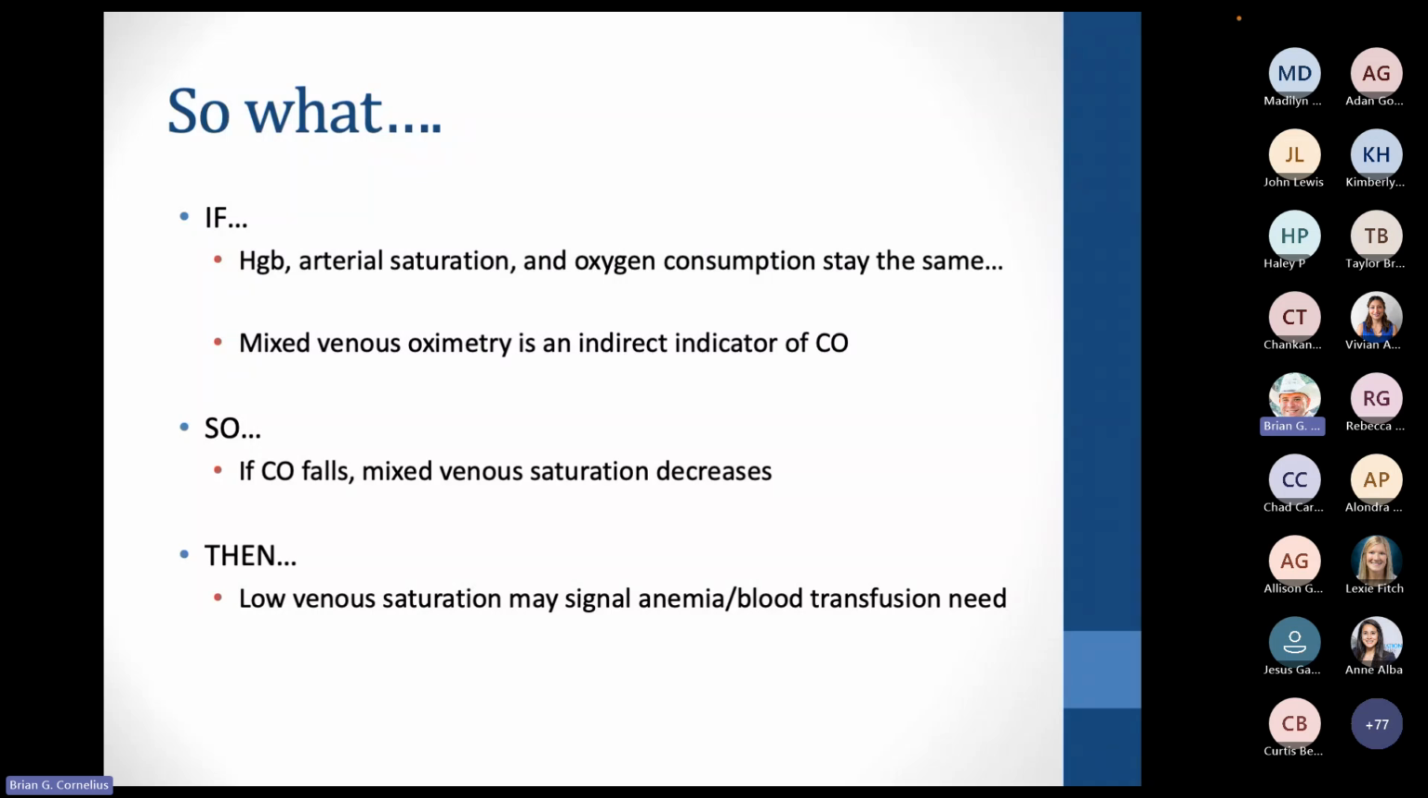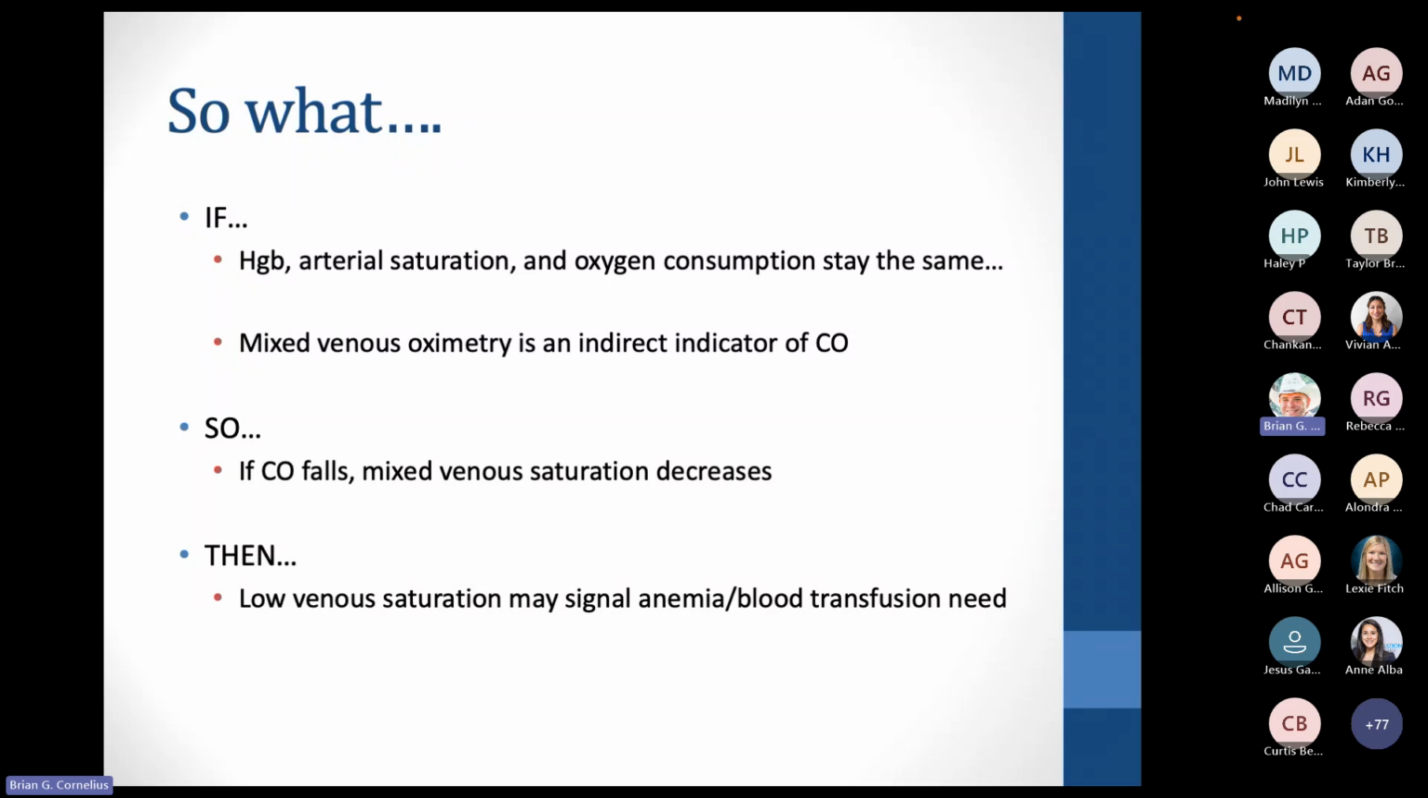So if you've got things stable, so your hemoglobin's not changing, your arterial saturation is not changing, and your oxygen consumption stays the same, the mixed venous oximetry is an indirect indicator of cardiac output. The problem we run into, and the reason we don't use it as often, is because many times all those factors are changing at the same time. So it may not give you the best estimate.